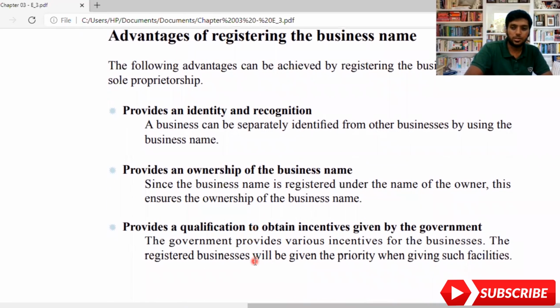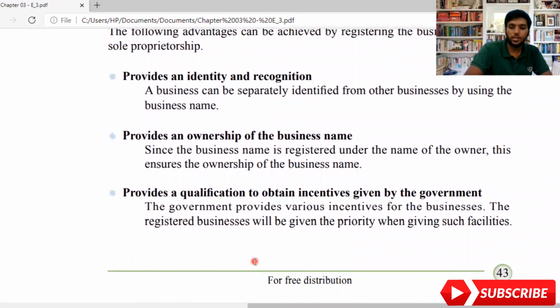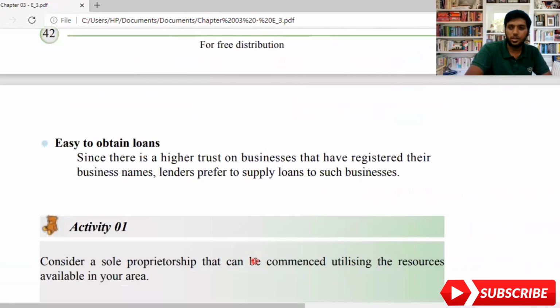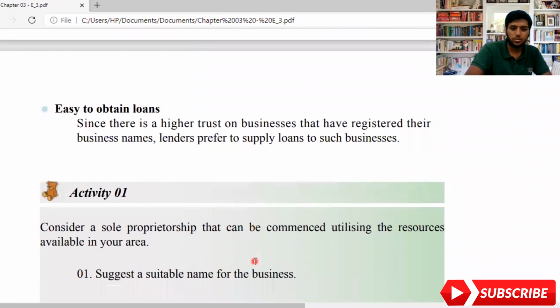Provides an ownership of the business name. So your name cannot be stolen by anyone. It's yours. Provides a qualification to obtain incentives by the government. If you are a startup business and if you have a lot of plans to export your products or if you have a lot of plans to give a good thing to the society, then of course government might help you. The fourth, but not the last one, I think, but not, yeah, it's the last one.